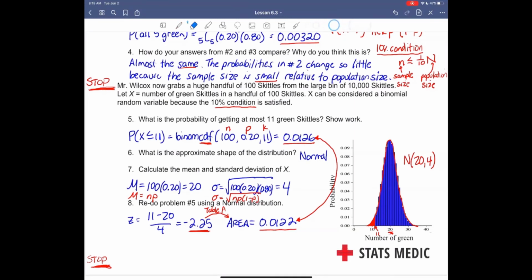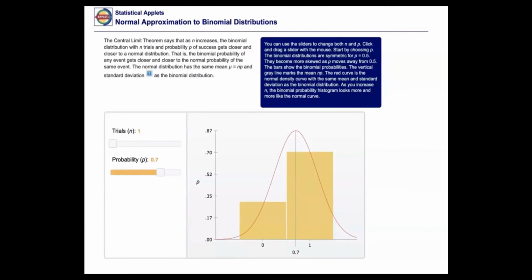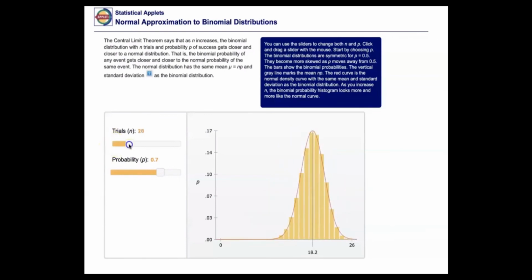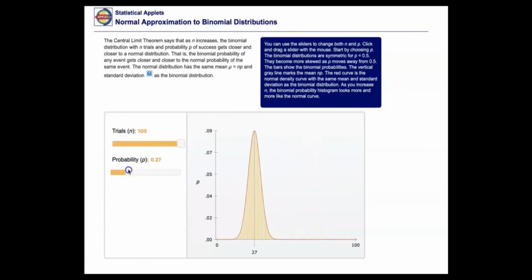So in order to help us figure out whether or not a normal approximation is appropriate, let's take a look at an applet. This applet will allow us to see if the normal distribution is a good approximation for the binomial distribution. So I'm going to start with the data from the activity where Mr. Wilcox took a random sample of 100 Skittles, and each one of those Skittles had a 20% chance of being a green Skittle.